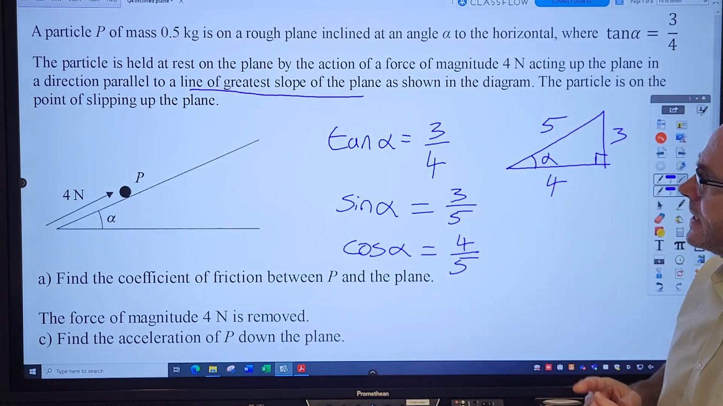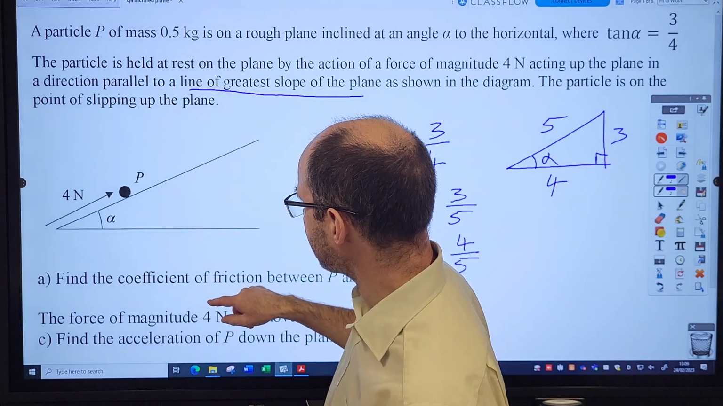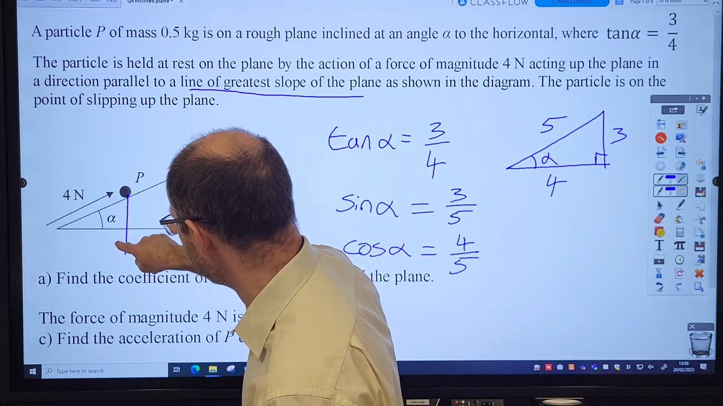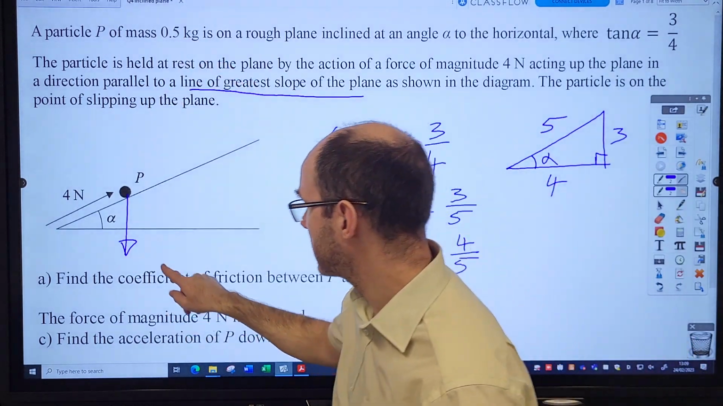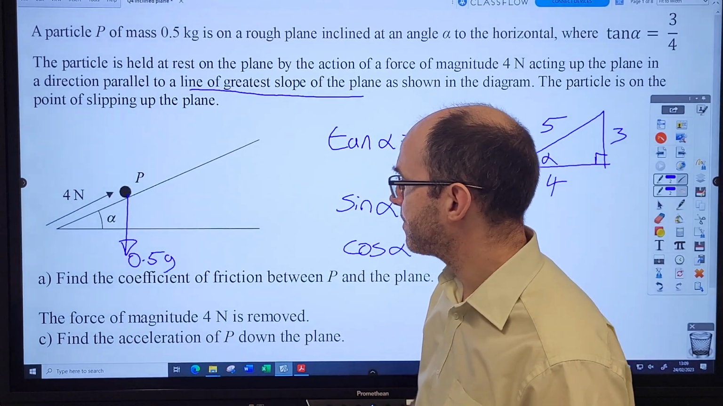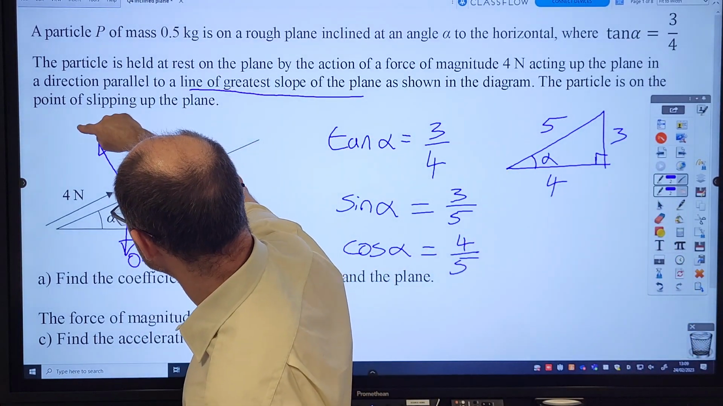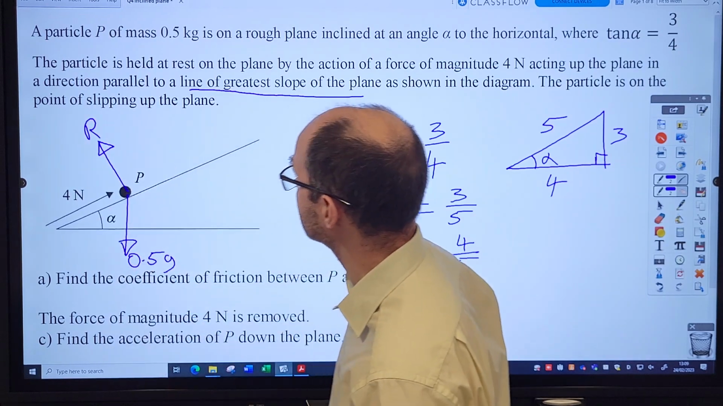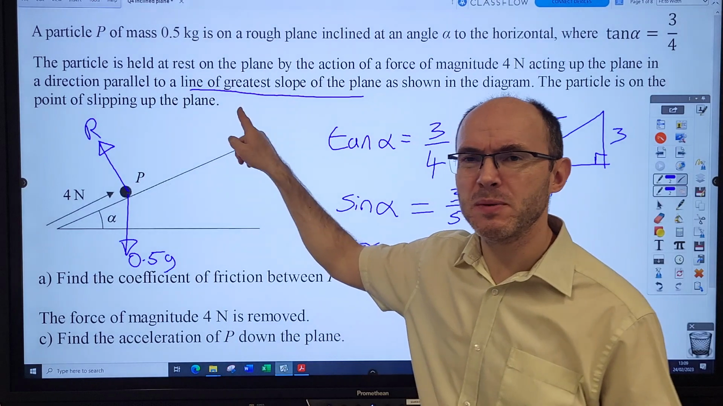Let's have a look then. I'm going to put some forces in now. So I know that the weight downwards is going to be mg. So 0.5 kilograms is the mass, so 0.5 g, okay? And I know that there's going to be a normal reaction here, so I'm going to label that as normal reaction.